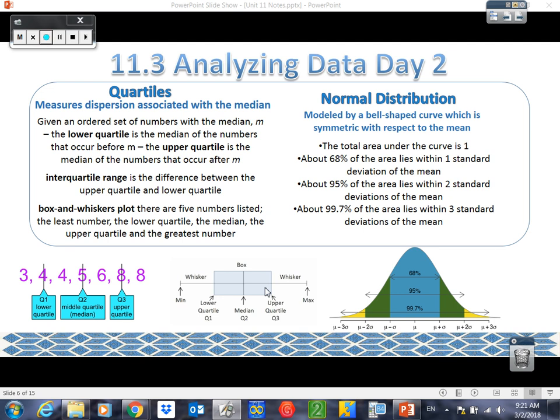Okay? So that's all the stuff that we're going to deal with on quartiles. Any questions on that concept? All right, the second concept that we're looking at today, we're going to go a little bit deeper into standard deviation, what we were looking at yesterday, and talk about the normal distribution or the bell curve, the bell-shaped curve.